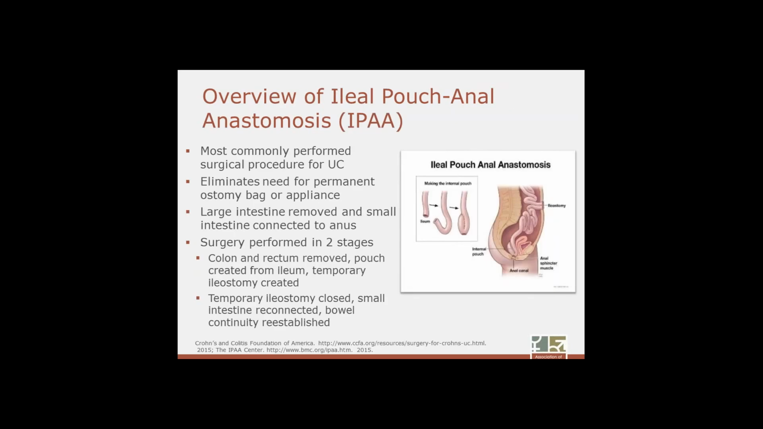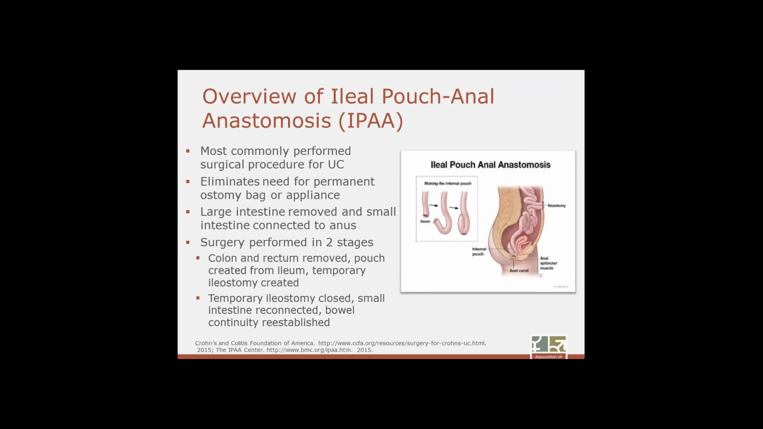Now, there is one surgical consideration that can potentially affect fertility, and that's called an ileal pouch anal anastomosis, or an IPAA procedure. This procedure is most commonly performed for ulcerative colitis, and it can actually be curative by removing the large intestine. The benefit of it is that it eliminates the need for an ostomy bag or a permanent appliance.